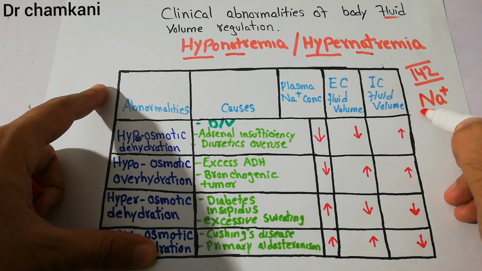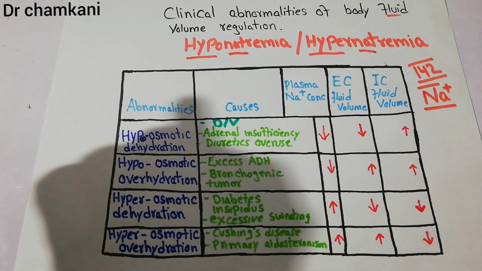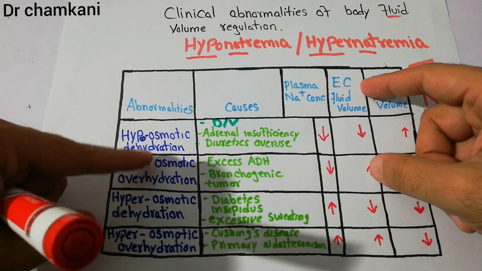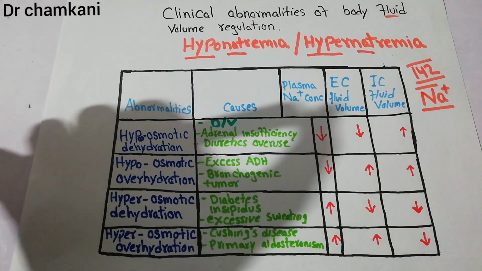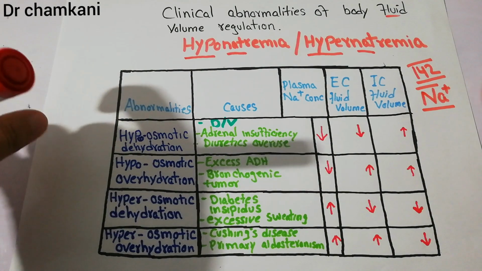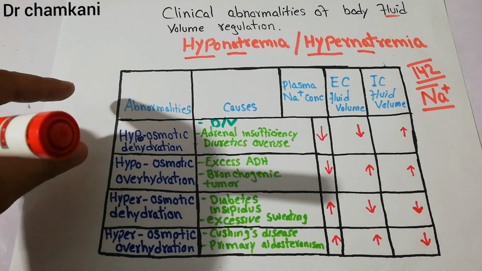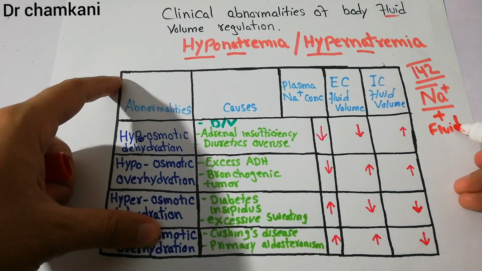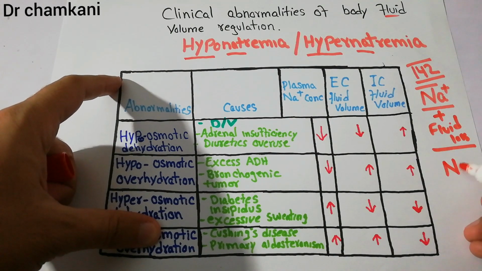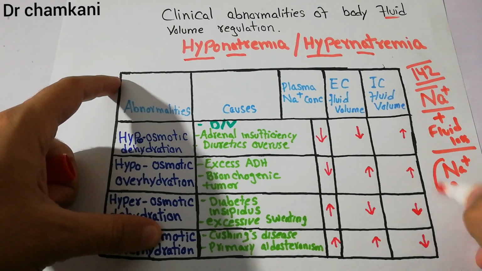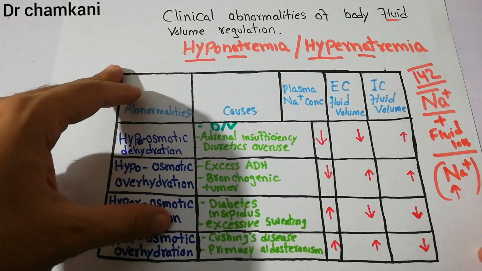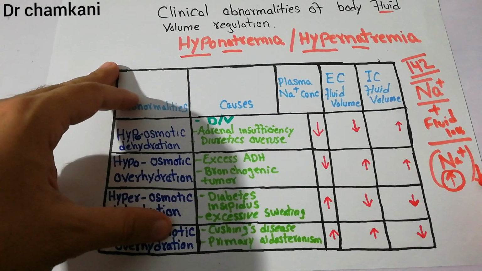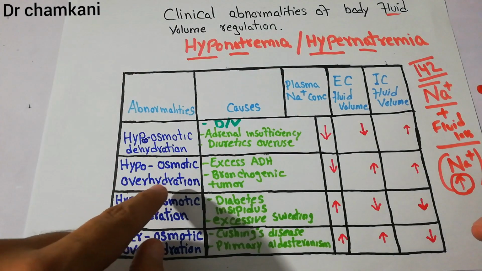Now, the decrease in sodium can either be due to an actual decrease in sodium or it could be due to fluid loss. So depending upon the cause, it could be hypo-osmotic dehydration, in which there is fluid loss along with sodium loss. Or the sodium remains the same, but the amount of fluid increases, so the sodium concentration decreases. The amount of sodium remains the same, but the water increases, so the concentration of sodium falls, which is hypo-osmotic overhydration.